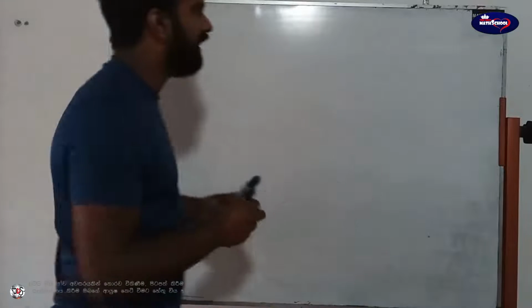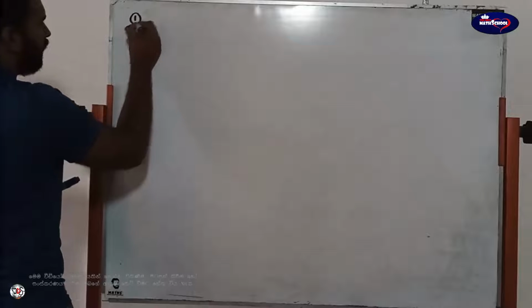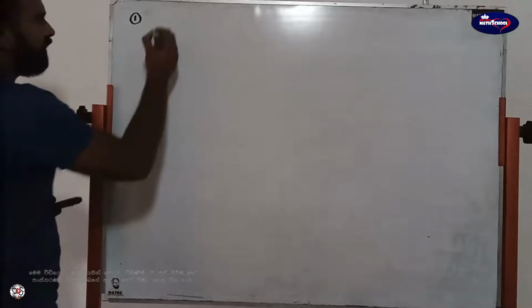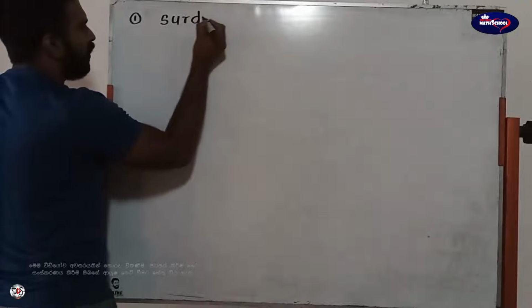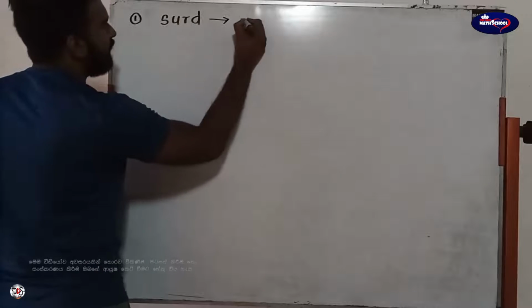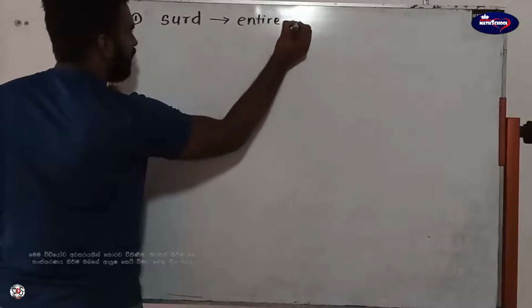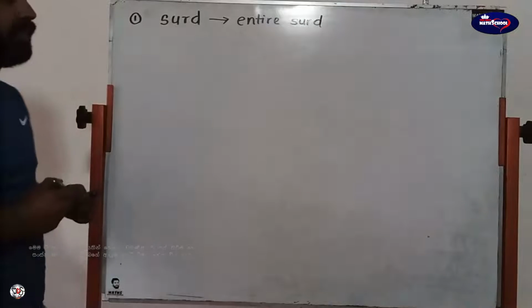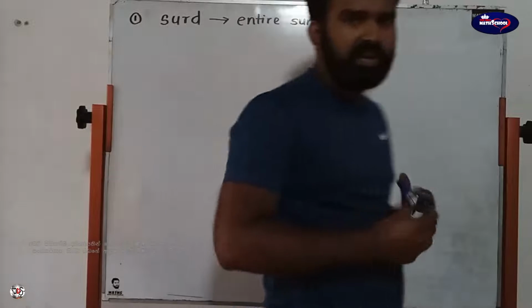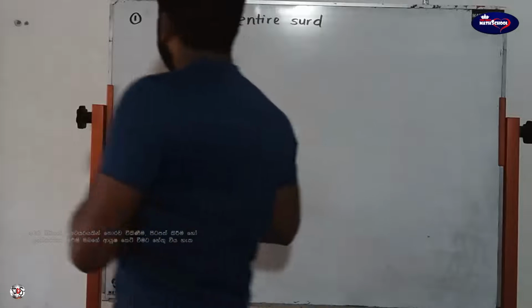So first of all, I will write down the topic. We are going to convert the given surd into an entire surd. Write it down, surd into entire surd, like this. The given surd, we are going to convert it into an entire surd. Right. So I will take something like this.